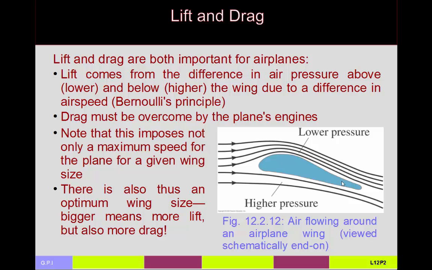However, there's also drag. And drag causes the plane to slow down, which also, by the way, causes the relative speeds above and below to slow down, thereby decreasing the lift. And so the drag actually has to be overcome by the airplane's engines. And what all of this actually does is it imposes a maximum speed for the plane given the plane's wing size.